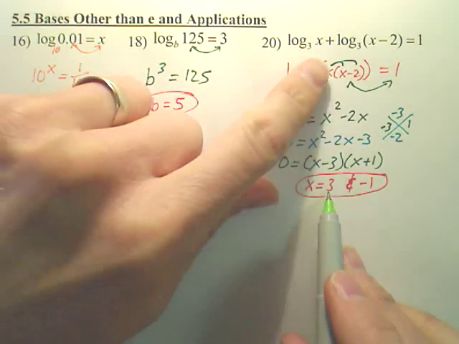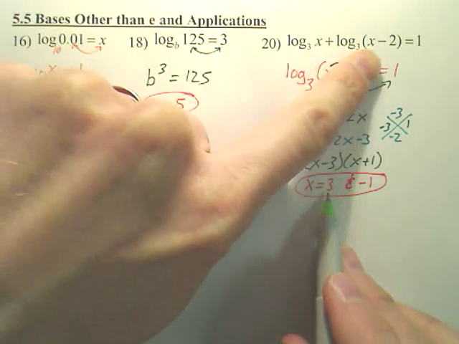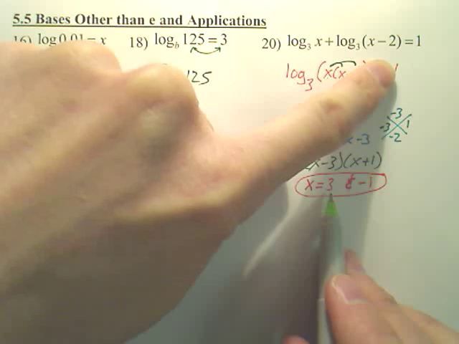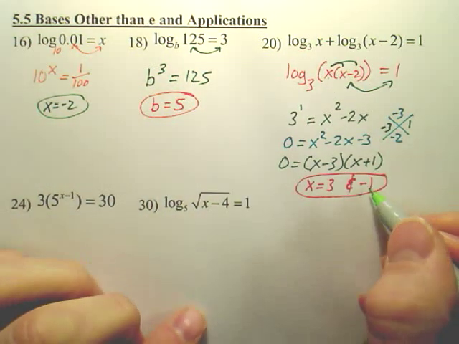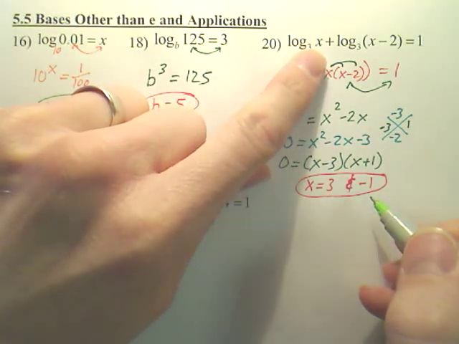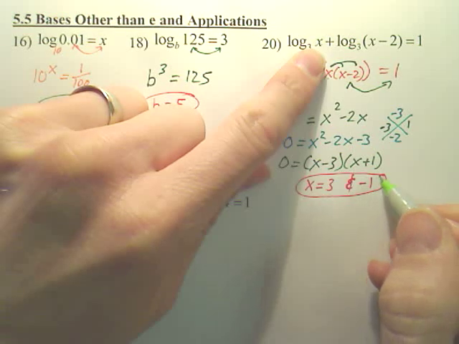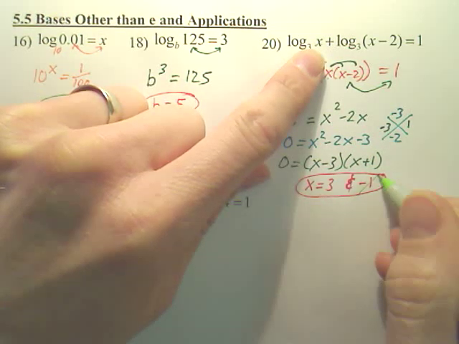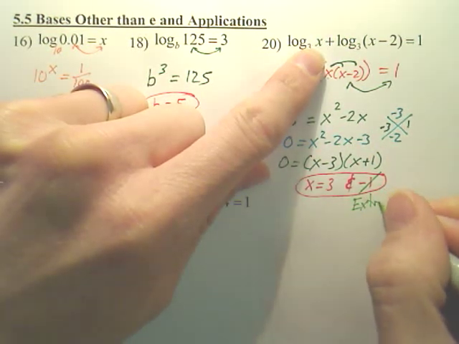If you plug in 3 to here, does that malfunction it? No, I can plug in 3, it'll work. Can I plug 3 into here? What's 3 minus 2? 1. Can you take a log and get a 1 inside? Yeah. So this one works, but watch this. What if I plug a -1 into this? What happens? We're not allowed negatives inside of logs, so this -1, that's not an answer. That's outie, gone. It's called extraneous.